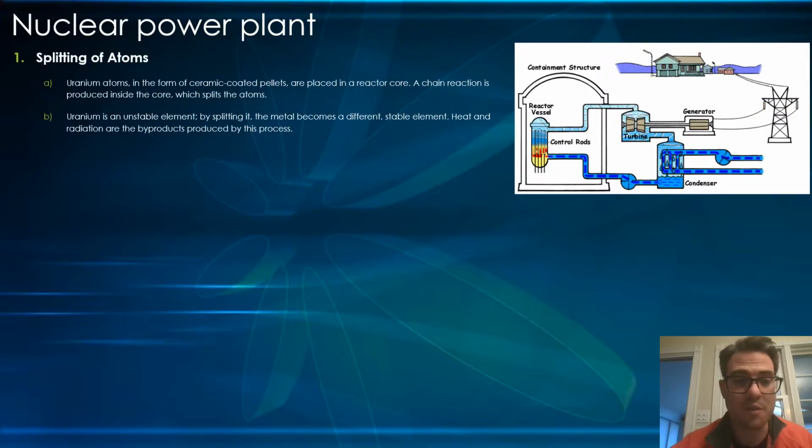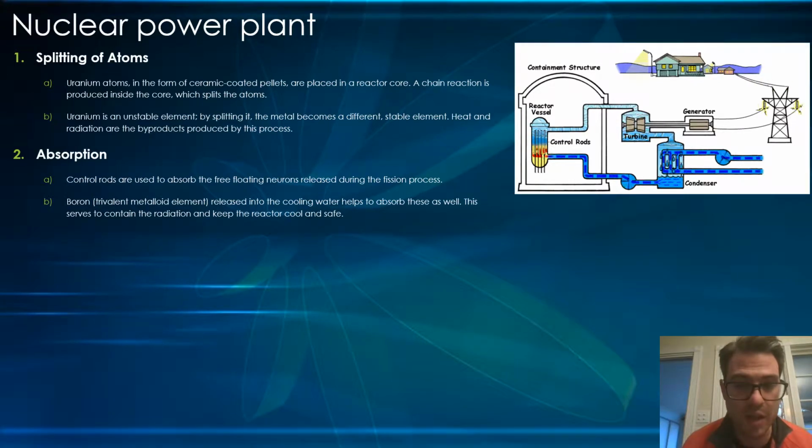The first step is splitting the atoms. We have these uranium atoms inside of this reaction core, and we're going to shoot neutrons at them and set off a chain reaction. The uranium is usually in the core in pellets that are coated by ceramic. Because uranium is an unstable element, once we split it, it becomes a slightly different, more stable element, but heat and radiation are the byproducts, and the heat is what we're after. The heat is what we want to actually use in this process.